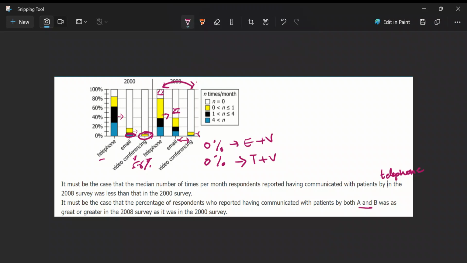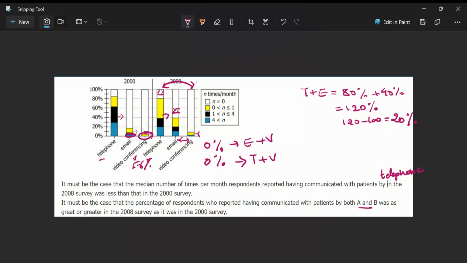Now let's get to telephone and email. Telephone is 80% and email is 40%. So both combined together talk of 120%, which is not possible. So that means there is an overlap of 120 minus 100, which is 20%.